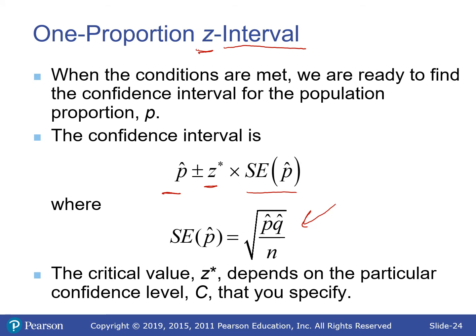And the critical value z star depends on the particular confidence that we specify. So for example, if p hat was 0.4 and our sample size was 30, and we're going to go with a 95% confidence interval, we would have our standard error be the square root of 0.4 times 0.6 over 30. 0.4 times 0.6 divided by 30 is 0.008, and then the square root of that number is 0.089. So the standard error is 0.089.